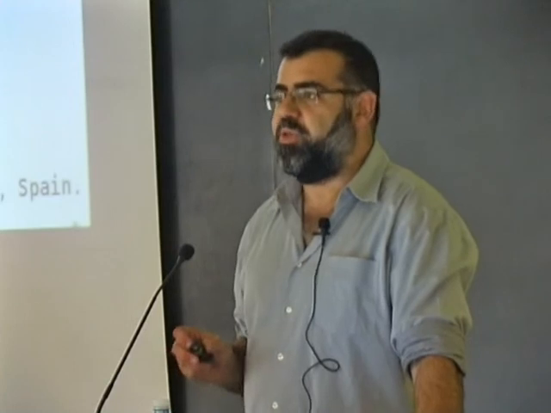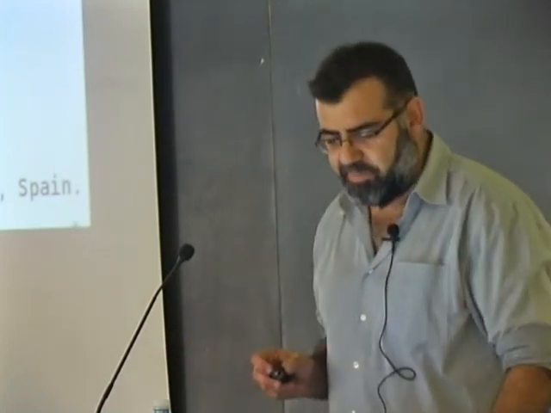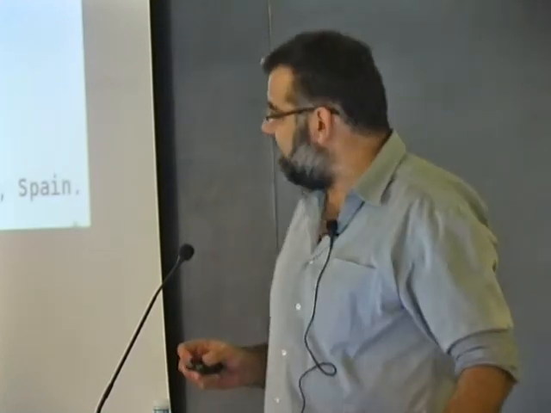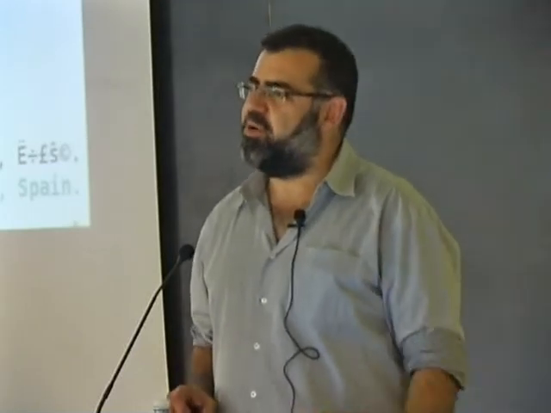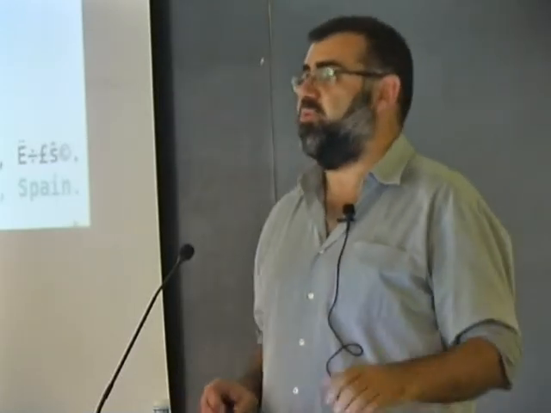And let me remember how computers see things. This is a very nice example done by Peter Mika, our semantic web expert. So this is the text. Pablo Picasso was born in Malaga, Spain. This is what the computer sees, right? Garbage. Information retrieval puts everything in a bag of words, and so it's a bag of garbage. And it works. 90% of the problem solved. Doesn't matter the order, doesn't matter what it means, it works.